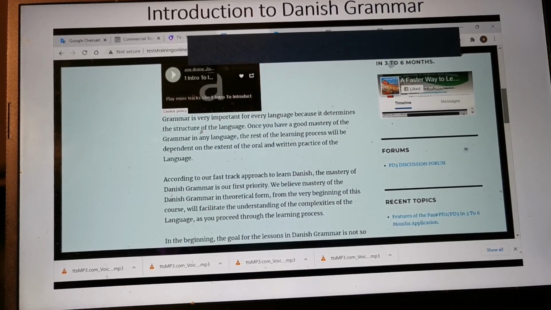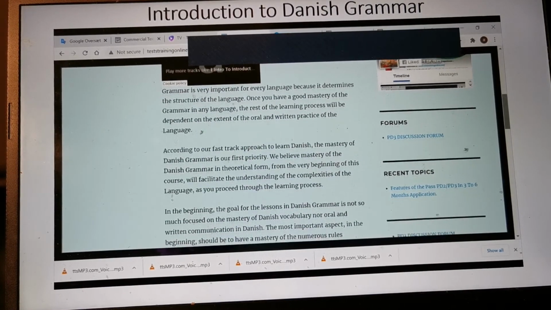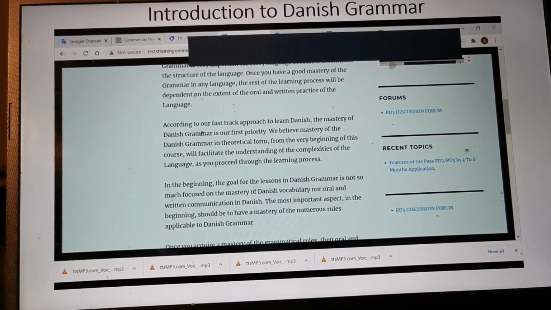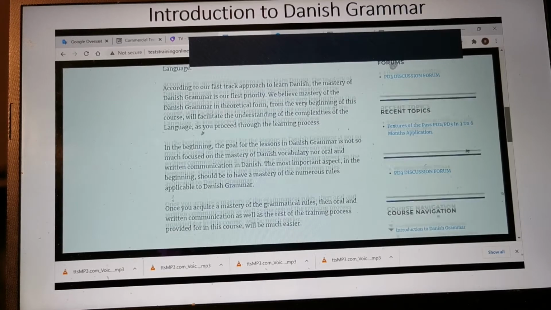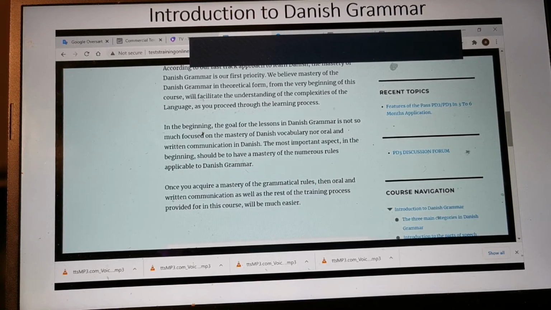Grammar is very important for every language because it determines the structure of the language. Once you have a good mastery of the grammar in any language, the rest of the learning process will be dependent on the extent of oral and written practice of the language. According to our fast-track approach to learn Danish, the mastery of Danish grammar is the first priority. We believe a mastery of the Danish grammar in theoretical form, from the very beginning of this course, will facilitate the understanding of the complexities of the language, as you proceed through the learning process.